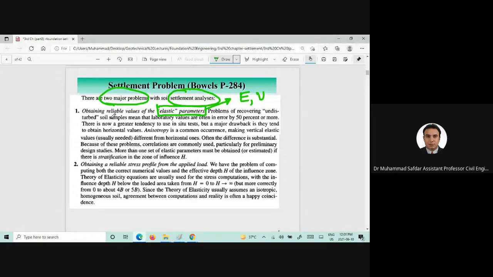Now, if we find out the modulus of elasticity in the lab, and if we find out the modulus of elasticity in the field, that would be totally different. And that difference is approximately 50% less you will find in the lab compared to the field one. Now there is another issue that in field tests we usually measure the horizontal modulus of elasticity. However, let me explain that here.